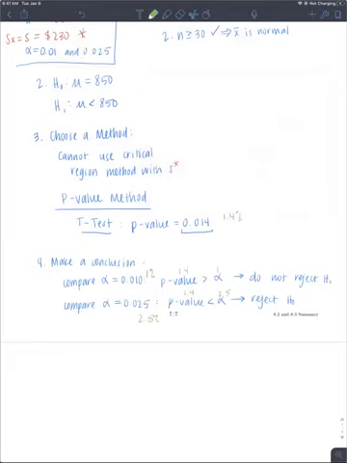So in the first one, we're not going to reject. In the second one, we are going to reject. Is everybody okay with that now? Yes. Yeah. Okay, cool.